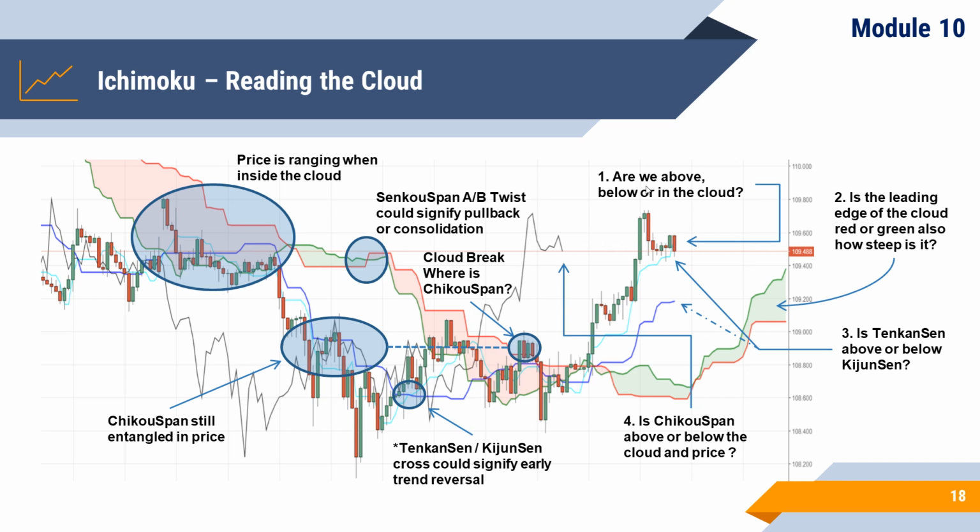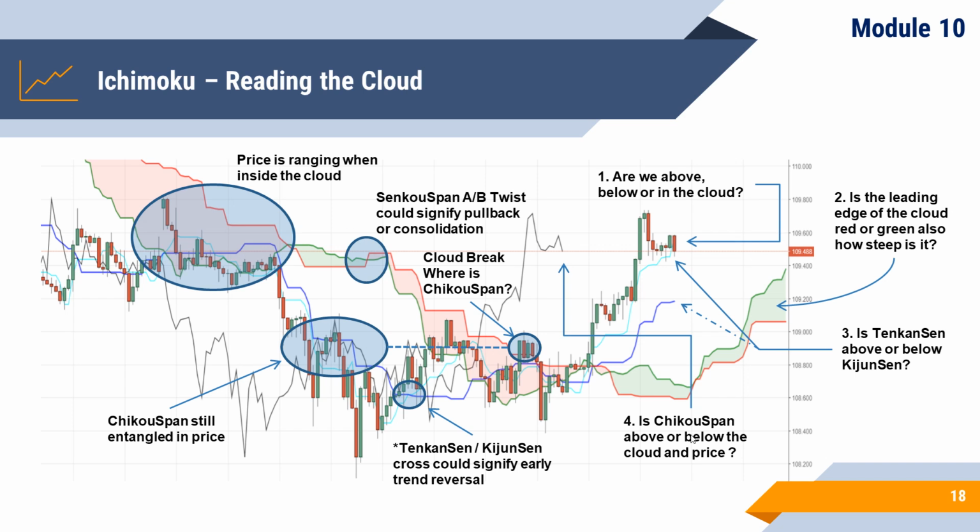So the first thing that we are looking for is, where is price in relation to the cloud? Are we above the cloud? Are we in the cloud, or are we below the cloud? If we are above the cloud, that would already be a bullish indicator saying we are in an uptrend. If we are in the cloud, and we'll discuss that a bit later, that would mean we are not really in a trend at this stage, and probably more consolidating or ranging, so not really ideal for any trading.